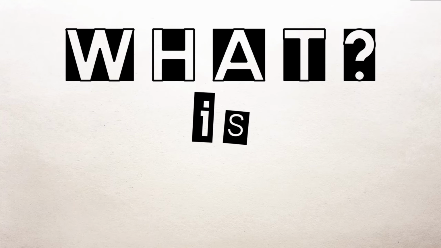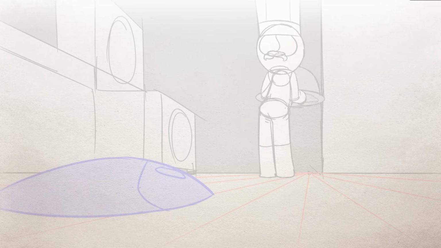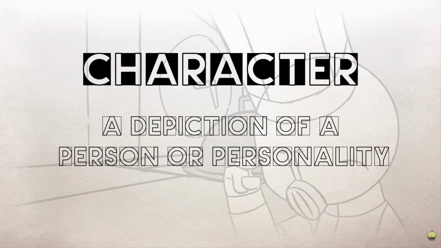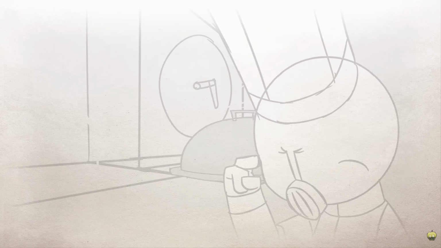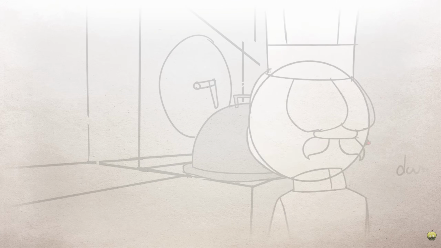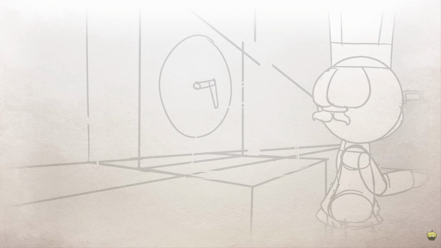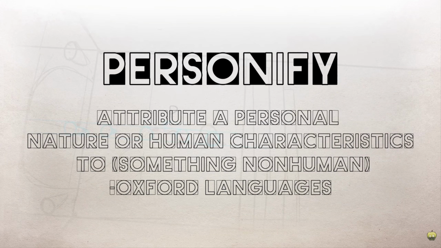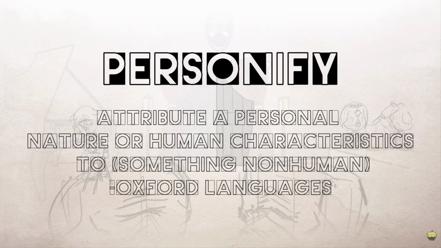So what is a character? Basically, a character is a depiction of a person. You can think of animated characters just like puppets, but instead of moving them around with our hands, we draw them on the canvas. How do we make a character? Simple. All we have to do is take a shape or a form and personify it. To personify something means to add human characteristics to it. We can do this through a subject's form, movement, speech, etc.